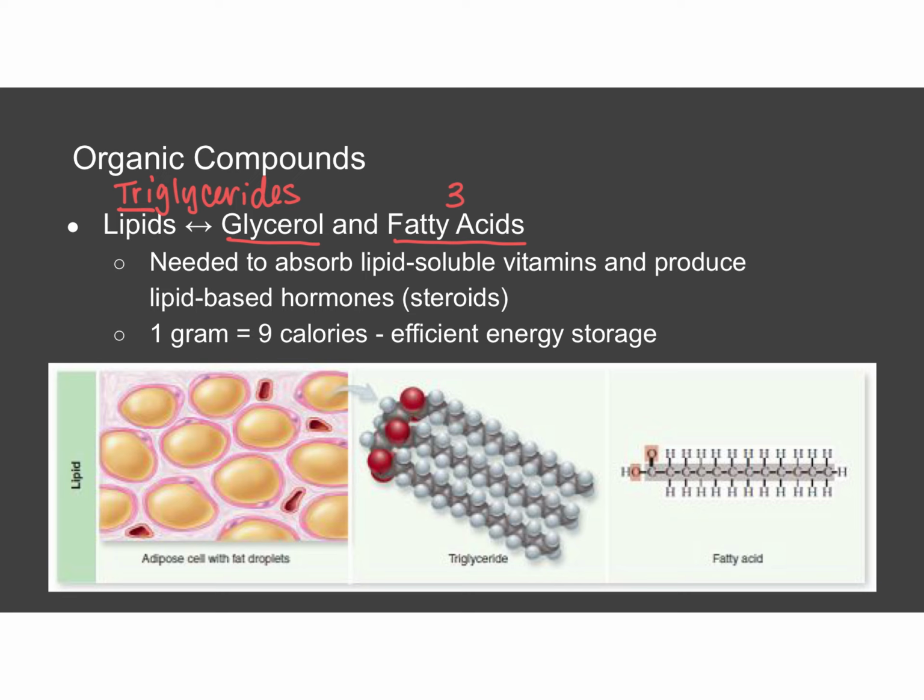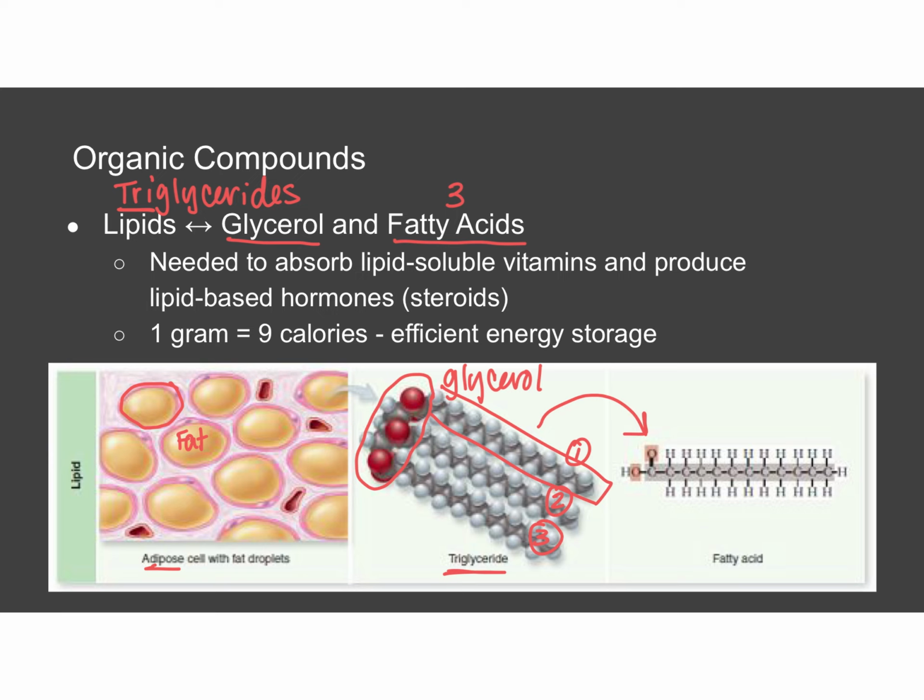So you can see here that these are adipose tissue cells, and adipose tissue is just full of fat. So this globule in here is just a whole bunch of triglycerides. And this part of the molecule is going to be the glycerol. And then these are the fatty acids. And if we were to take a look at just one of these fatty acids, it looks something kind of like this.